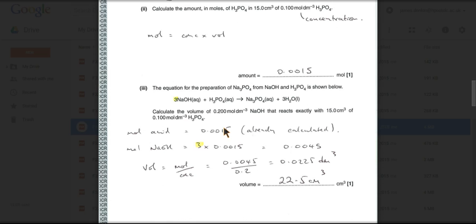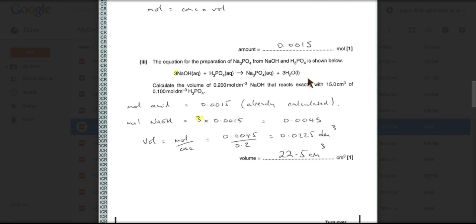The equation for the preparation of Na3PO4 from sodium hydroxide and phosphoric acid is shown below. Calculate the volume of sodium hydroxide of this concentration that would react exactly with 15 cm cubed of 0.1 moles per decimeter cubed H3PO4. In other words, that many moles.